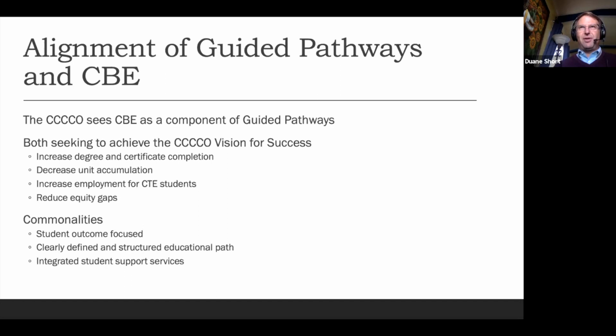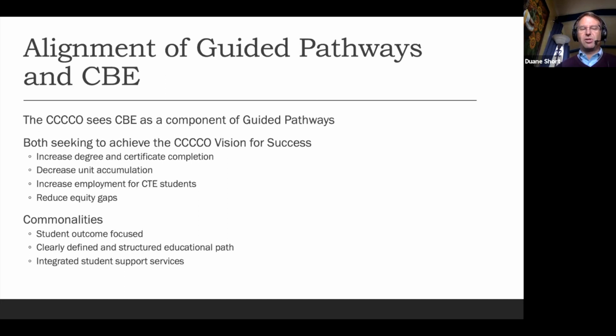As I was trying to learn a little more about CBE, I discovered myself trying to think about how it's similar to and different from the other things that we do. One thing it's similar to in some ways is guided pathways. In fact, in one of the presentations, the folks from the Chancellor's Office said that they see competency-based education as a component of guided pathways, one of the natural outgrowths of guided pathways. They're similar in that they both seek to achieve the Vision for Success, which Marty already covered earlier. And there are some other commonalities too.